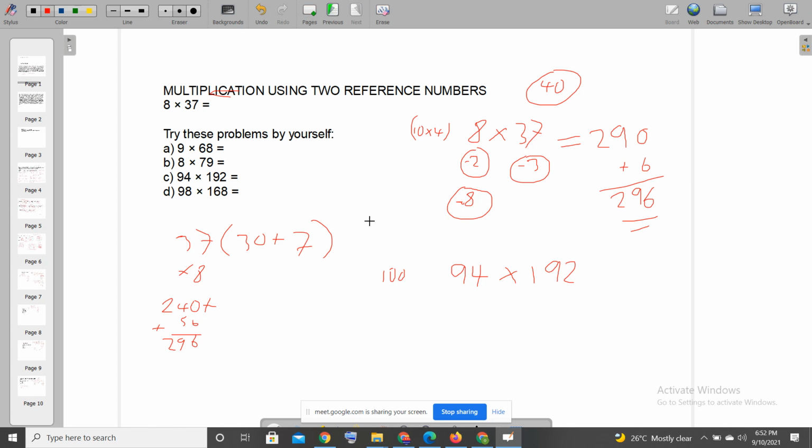Okay, then we look at this side. It will be 200. So we can multiply by 2, right? Times 2 will give us 200. Do you get it? So here the reference number we are looking for is 200. It means 100 times 2 gives us the 200. Do you understand?